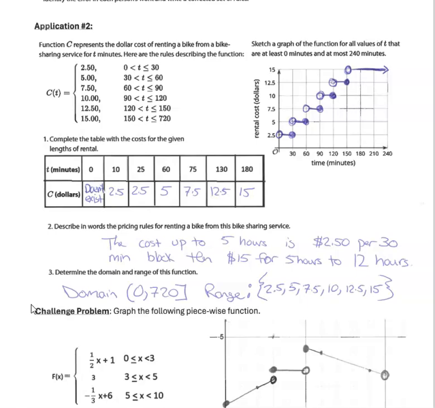The next one says, describe in words the pricing rules. So the cost up to 5 hours is going to be $2.50 per 30-minute block. Then $15 for 5 hours to 12 hours is basically the concept here. Now the domain is going to be from 0 to 720 minutes, not including 0, but including 720.